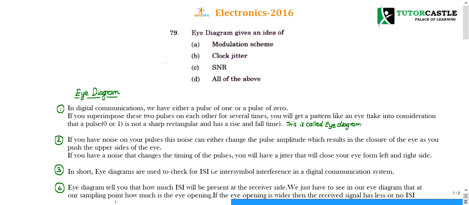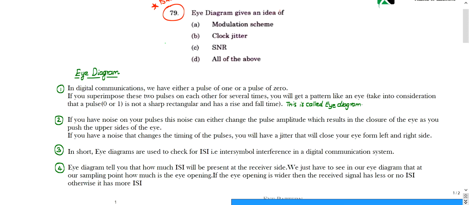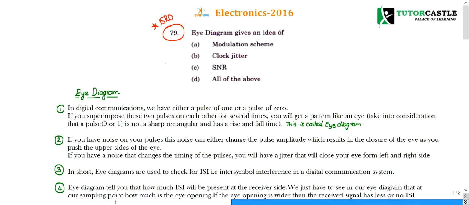I don't remember the year, but in ISRO it was asked 2 times. Same question, same options, it was asked in the ISRO previous years. You can just go through previous year papers, and you will get the same question in 2 to 3 years. Now before going to this, let us see what this eye diagram is. As I was already insisting, we don't have any idea of what an eye diagram is. So let us go through what an eye diagram is and how it is useful in the digital communication system.